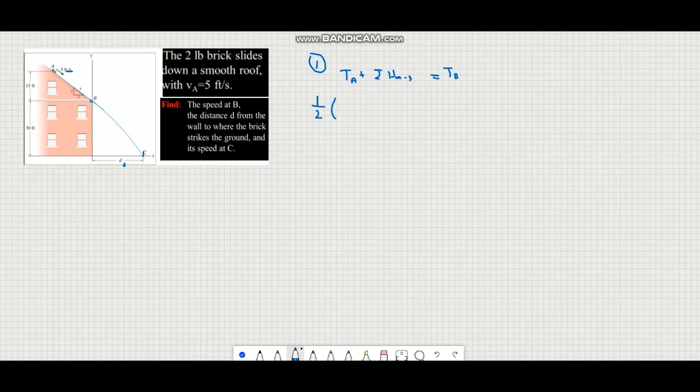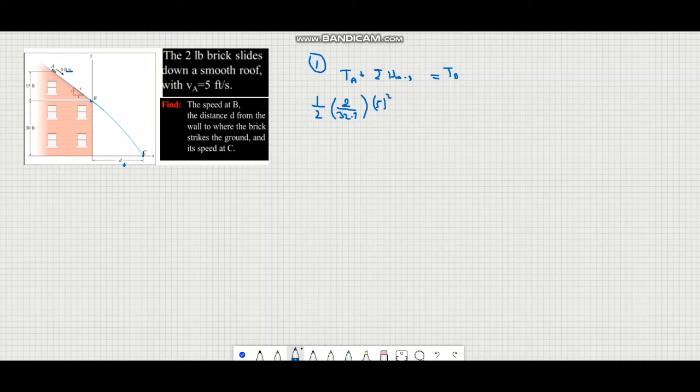Pound is like the weight, so we need to divide it by the gravitational acceleration, which in British units is 32.2. So it's going to be 2 over 32.2 in order to find the mass of this brick. And we need to multiply by the velocity, which is 5 feet per second, so 5 square.